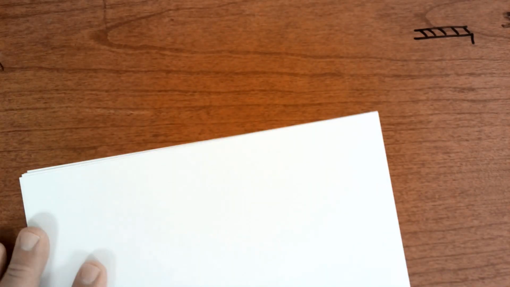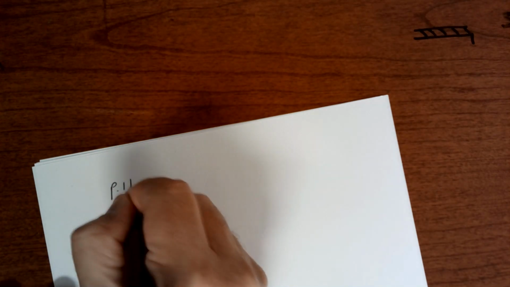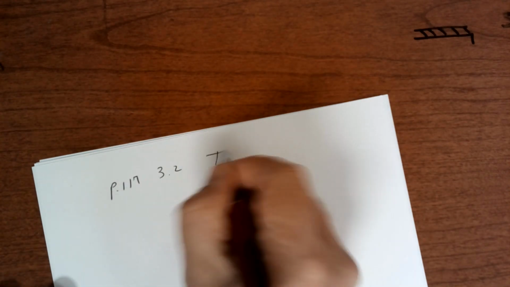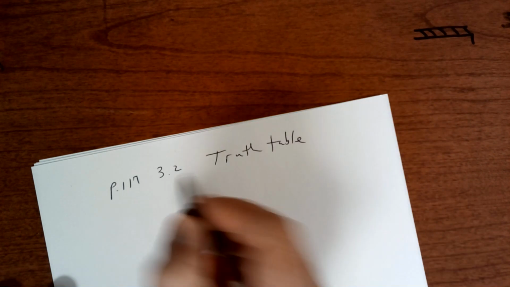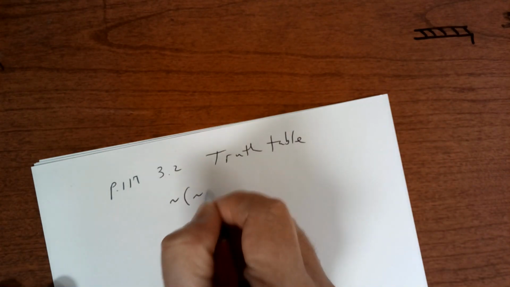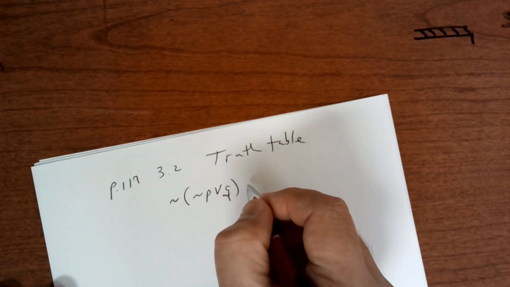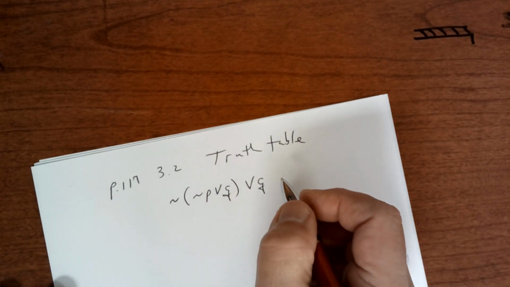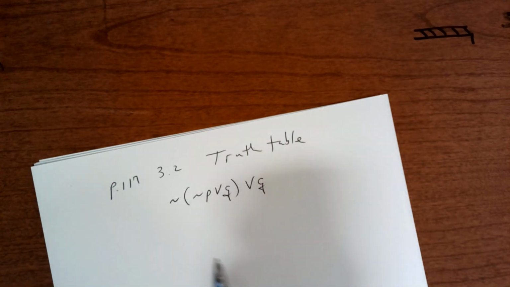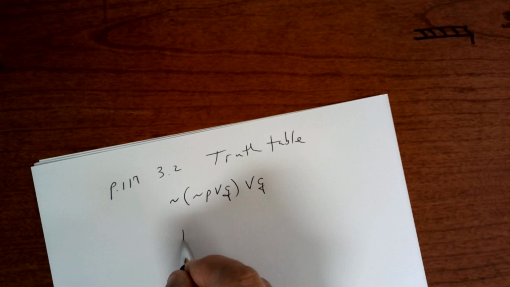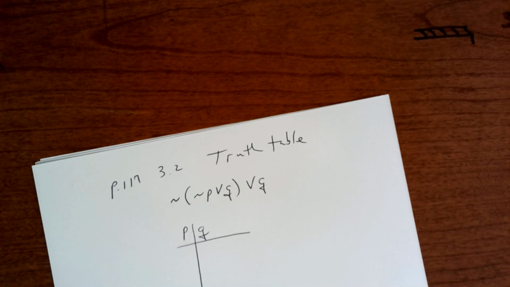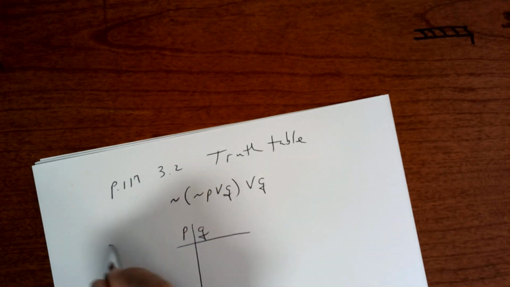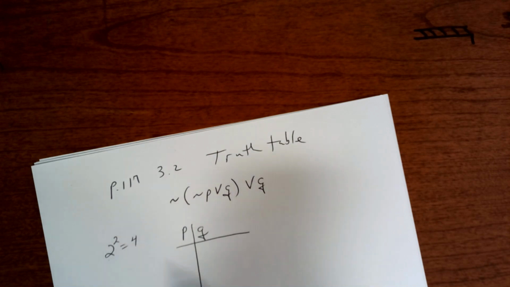So what I want you to do is, first of all, copy what we're doing here. So put page 117, 3.2 truth table, copy all of this down, and then we want to do not P or Q, and then or Q again. Okay, so let's start off with the truth table. So let's do P and Q. Okay, so we have 2 of these. So 2 to the second power, there should be 4 possibilities here.